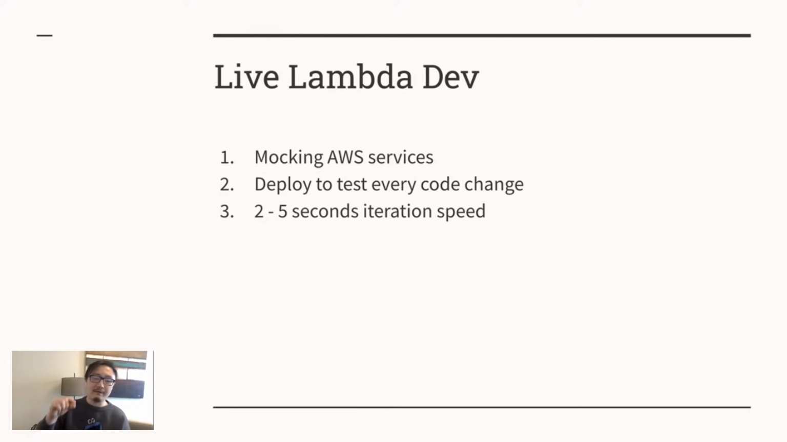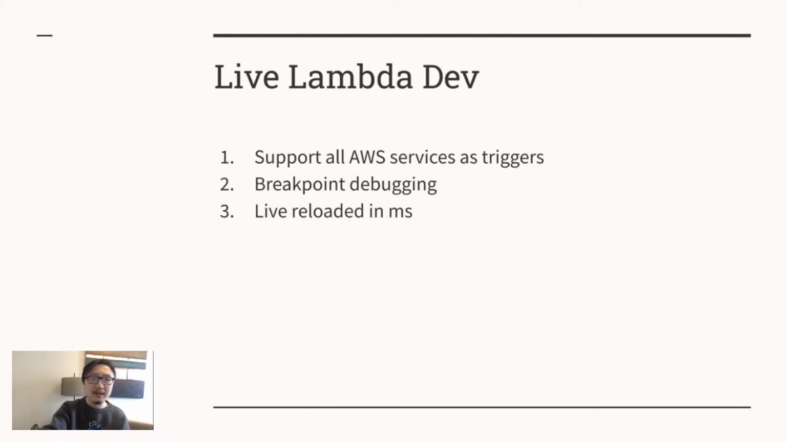The obvious downside for that is the iteration speed is really slow. The cycle of making a change, pushing it to the cloud, and uploading it there usually takes 2 to 5 seconds, which is a lot slower than what we are used to. So we launched SST with live Lambda dev, which allows you to test your serverless apps without mocking or uploading. You can set breakpoints and step through your code step by step, and code changes get picked up in milliseconds.